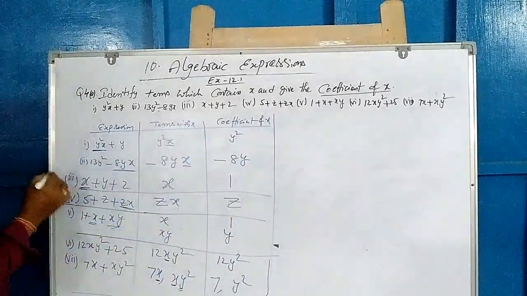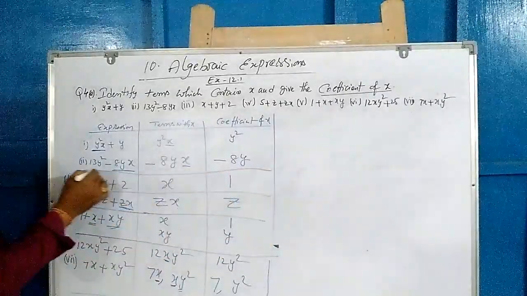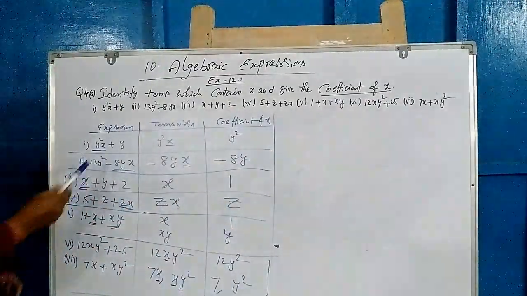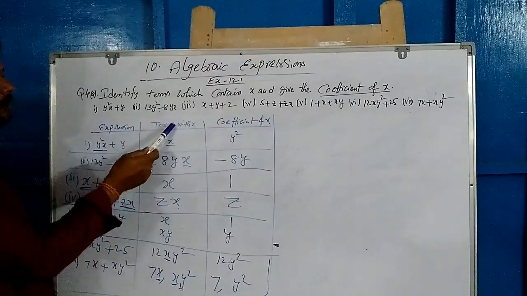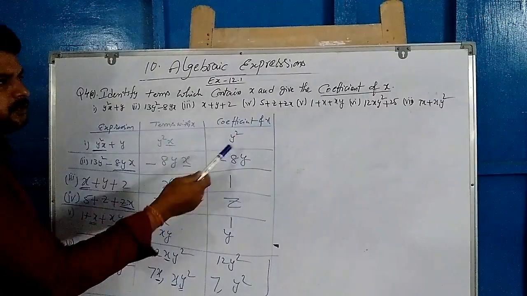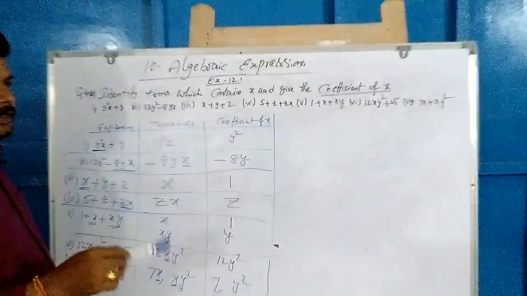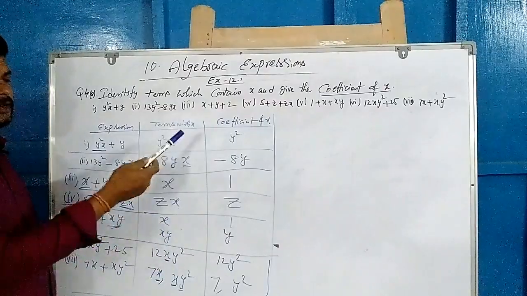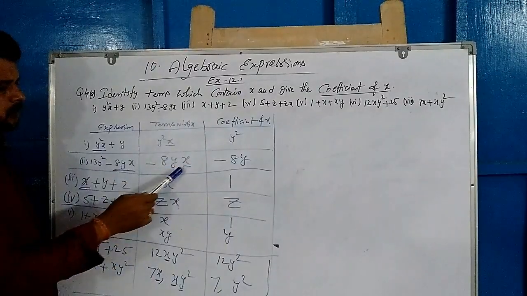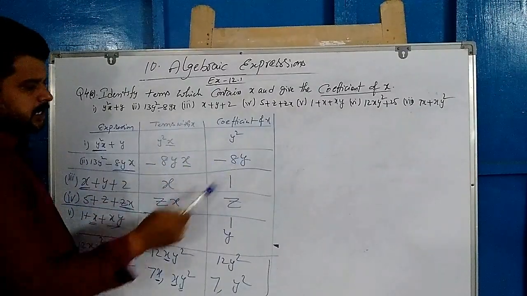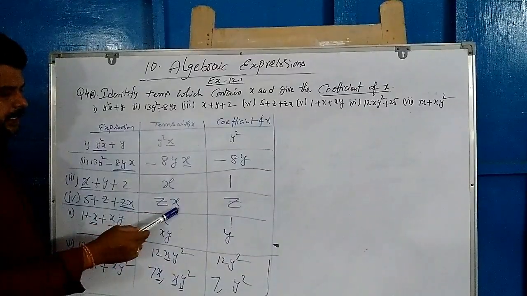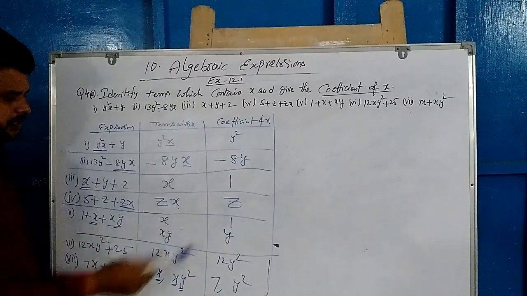So very simple. What do we need? The coefficient of the x term, the coefficient of the x variable. First find out in the expression what the term with x is. Write down all the terms with x. Coefficient of x means x is multiplied with any variable or number, that is called the coefficient of x. So x is multiplied with y square, so y square is the coefficient. x is multiplied with minus 8y, so minus 8y is the coefficient. x is multiplied with only 1, so that is the coefficient. Zx, x is multiplied with z, so that is the coefficient.